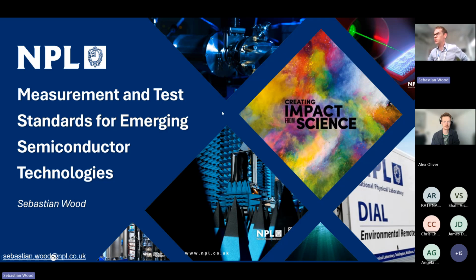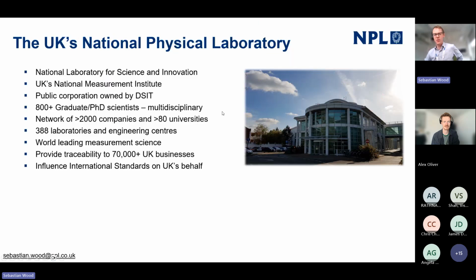But first, I have an obligatory slide on NPL. You may or may not know NPL. We are the National Physical Laboratory, the UK's national lab. We're owned by the government. There's a photo of our lovely building in Teddington, just outside London, and there's about 1,000 of us there on site. We work with thousands of companies and dozens of universities around the UK, as well as internationally, providing measurement science.